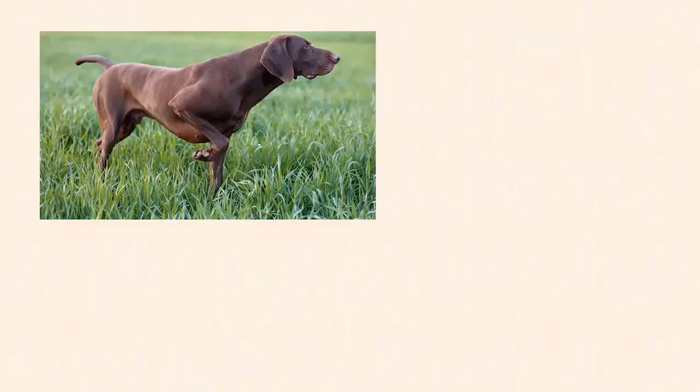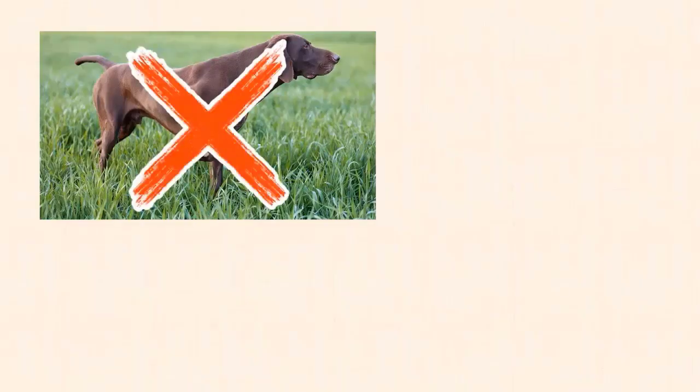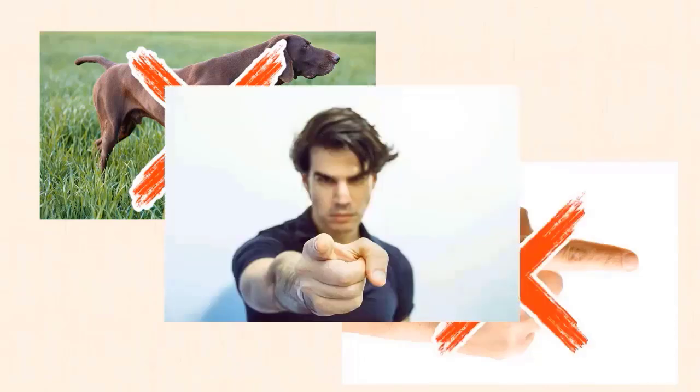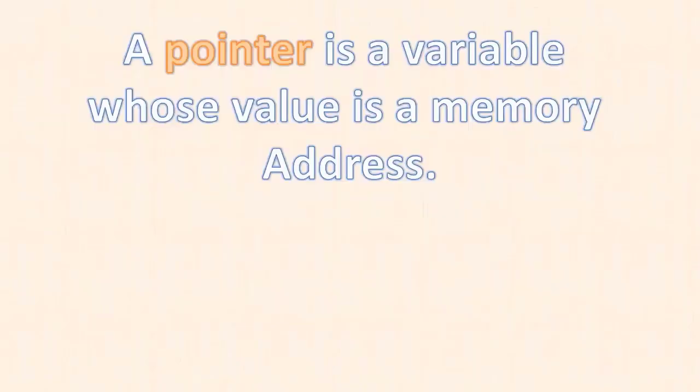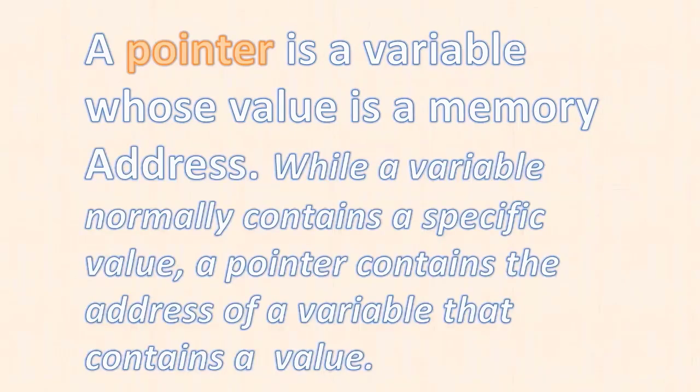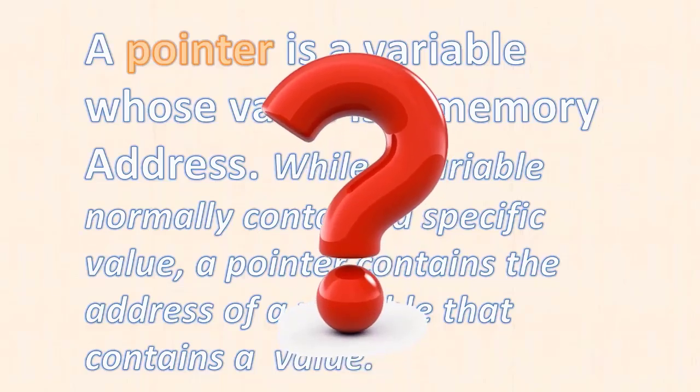So what do we mean by pointer? What is a pointer anyway? When we say pointer, we're not referring to a type of dog. We're not talking about one of your fingers, and we're not talking about a rude or aggressive person. A pointer in C is a variable whose value is a memory address. Pointers indirectly refer to, or point to, other variables or part of their contents. While a variable normally contains a specific value, a pointer contains the address of a variable that contains a specific value. So, what does that mean?